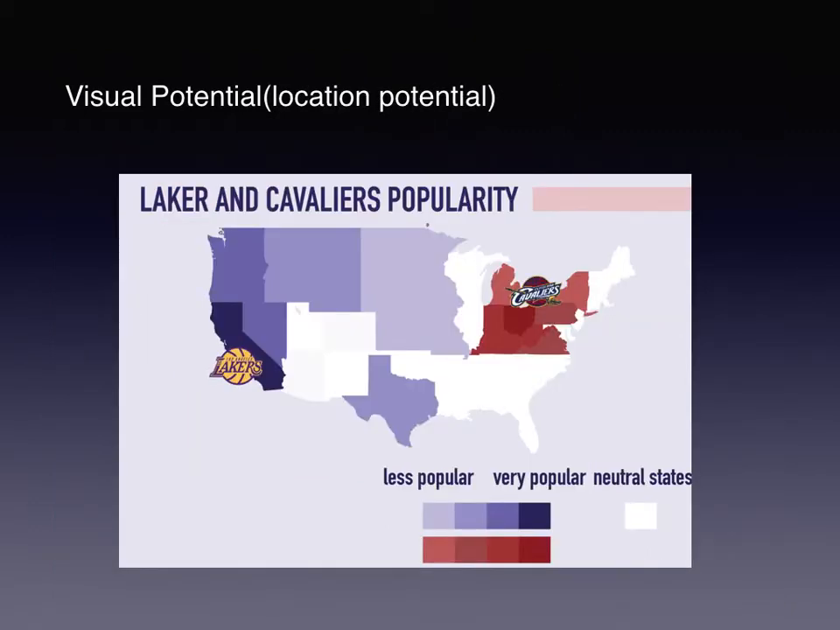Location potential. I have a map of the United States, and I want to demonstrate the popularity of two teams, Lakers and the Cavaliers. The darker the color of the state is, the more popular the team is in the relevant states.